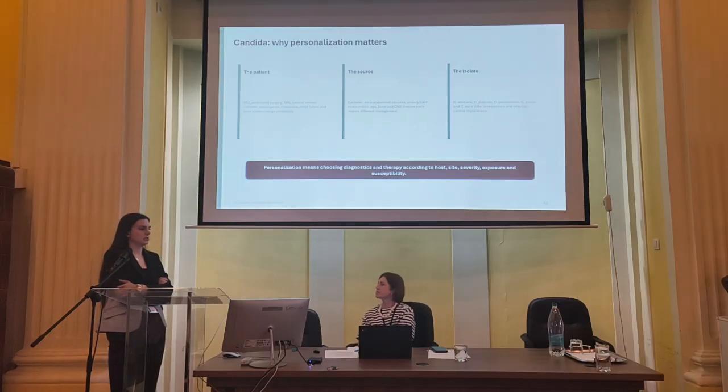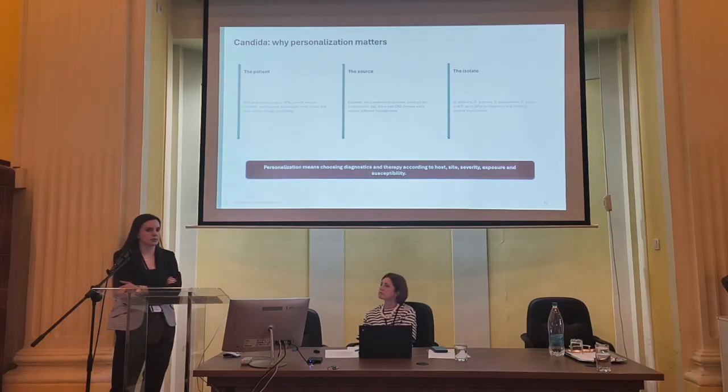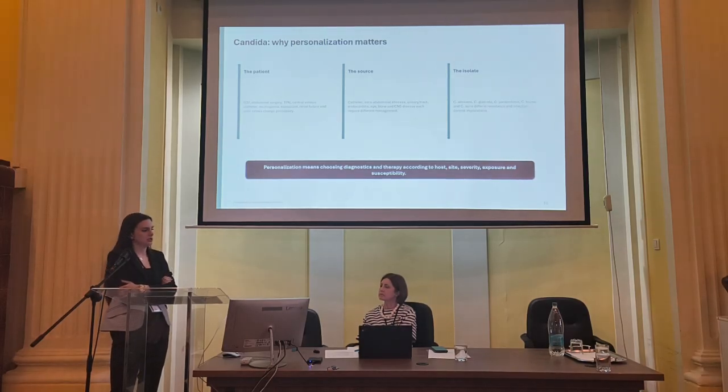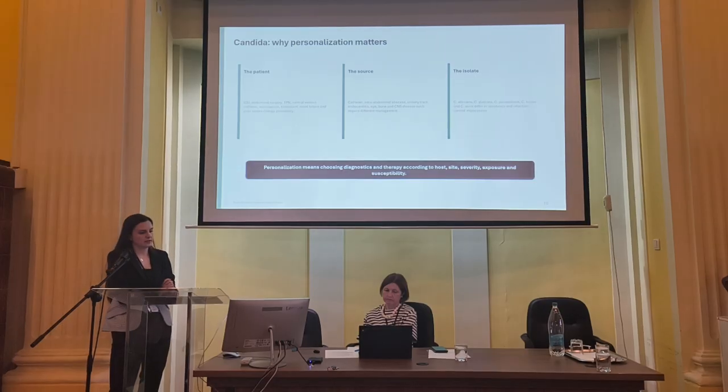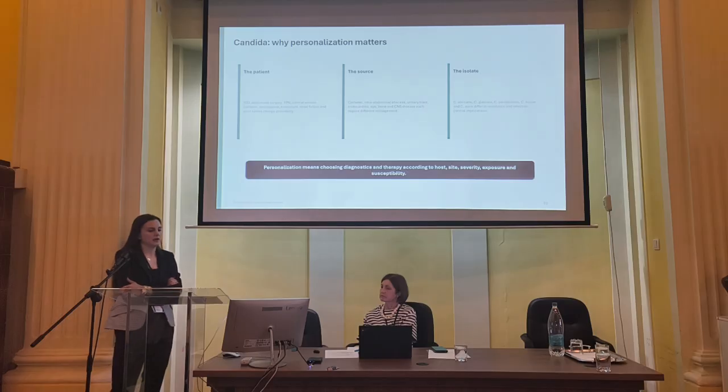In Candida, personalization matters because we first need to know which patient is more likely to get this kind of disease. That's the patient in the ICU after abdominal surgery with total parenteral nutrition, with a central venous catheter, after transplantation, or with renal or liver failure. Most common sources are catheters, intra-abdominal abscess, urinary tract, bone, and central nervous system, and the isolate is most likely Candida albicans, but we can have resistant Candidas like glabrata and krusei.